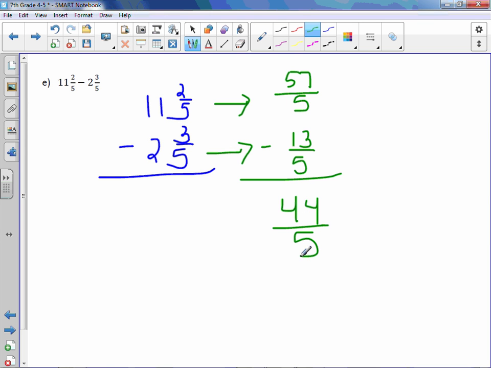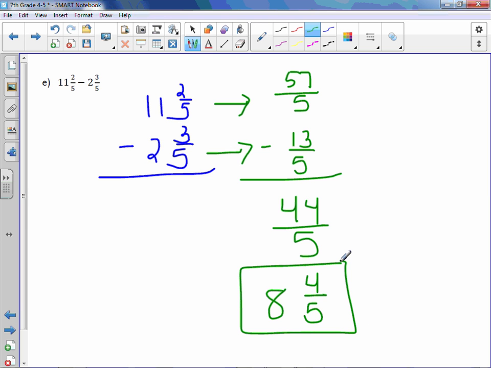And now we have to change it back to a mixed number. 5 goes into 44 8 times, which is 40, and there are 4 left over. So 8 and 4/5.